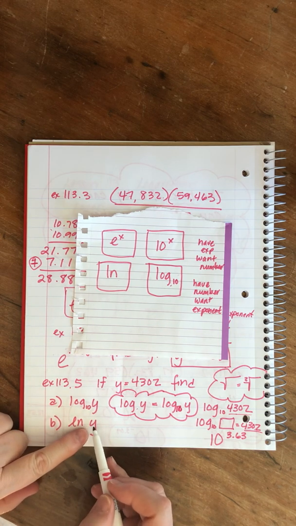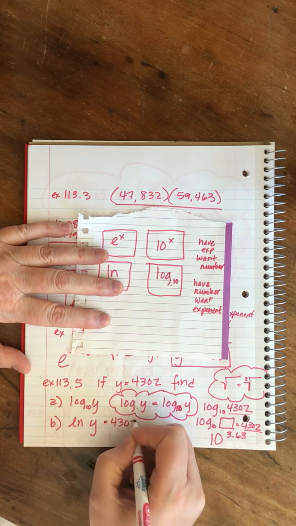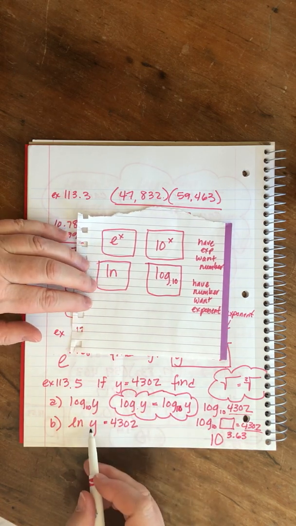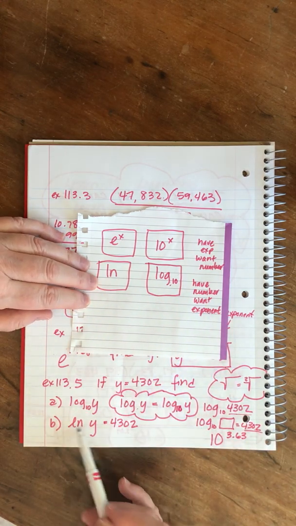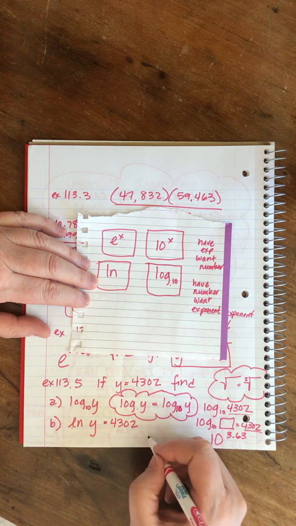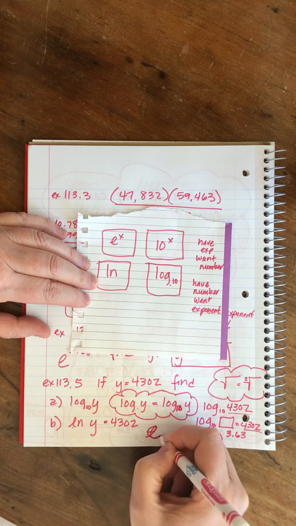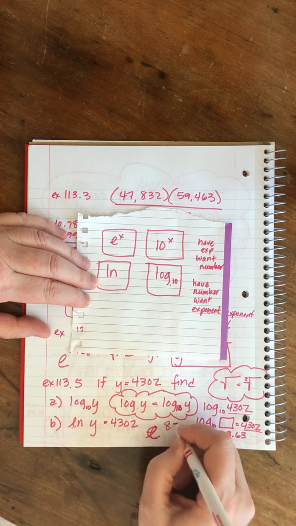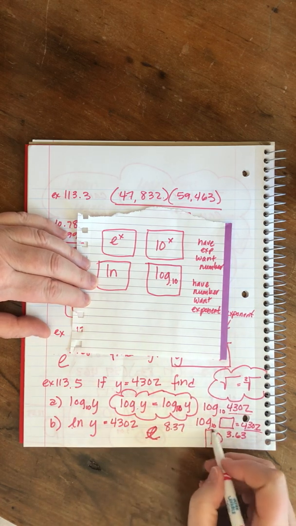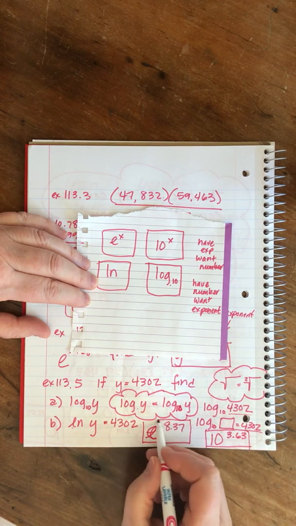And then the same for this one. What's the natural log of 4302? We've got the number. We want the exponent. That's this row of buttons. We want the natural log button because that's just what we're using. And so we find out that this equals e to the 8.37. Try that and make sure it works. So these are the final answers on that one.